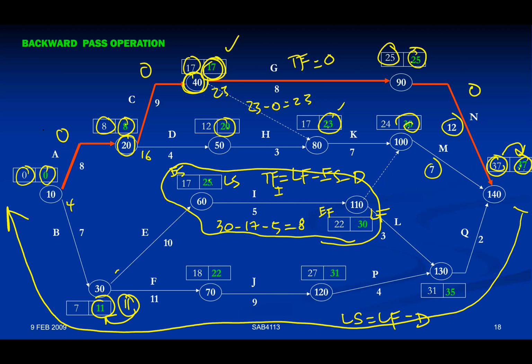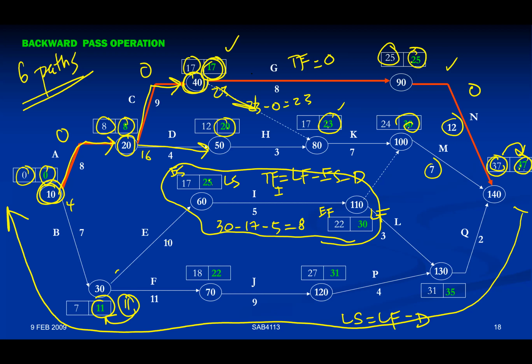You notice that there is a red line there. In this network diagram, there are many paths. I can spot one, and then two, three, four, five, six paths. There are six paths in this diagram. Path means from the starting, you go through here until the end, and that will be one path. The second path will be from 10, 20, then 50, straight to the 140. The third path will be coming from here, this one, etc. You can calculate there are six paths.